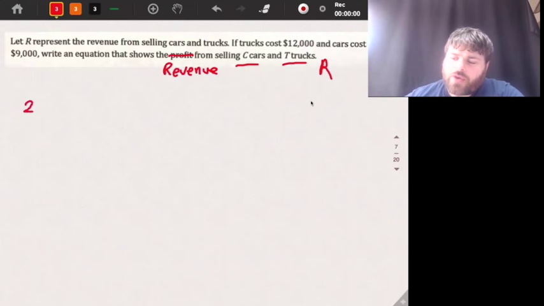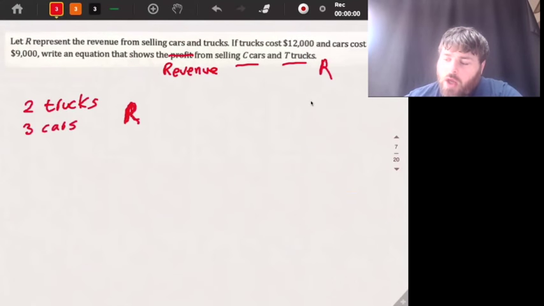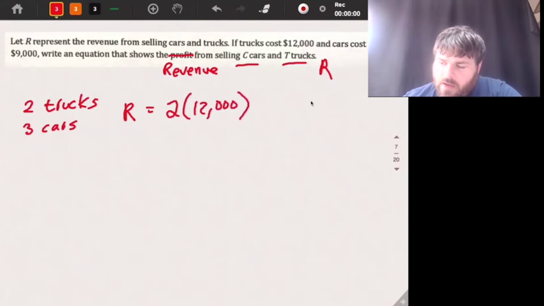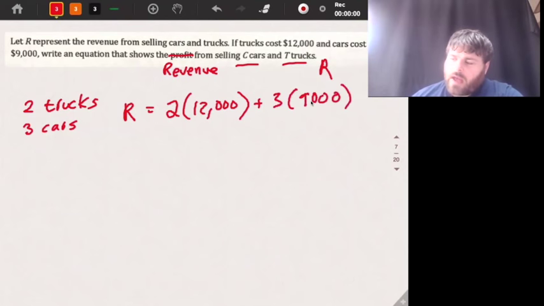So what if I bought 2 trucks and 3 cars? What would my revenue be? My revenue would equal 2 trucks. So 2 trucks, they're each $12,000, so that'd be 2 times 12,000. Then I want to add the cost of the cars. 3 cars at 9,000, so 3 times 9,000. Okay. Now, I'm not actually going to even worry about what that is. I'm just trying to see the structure here.